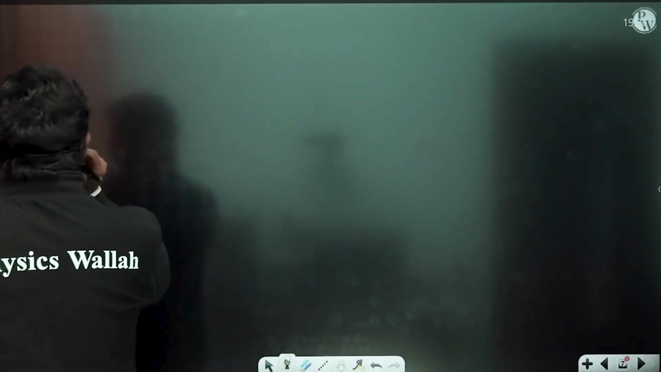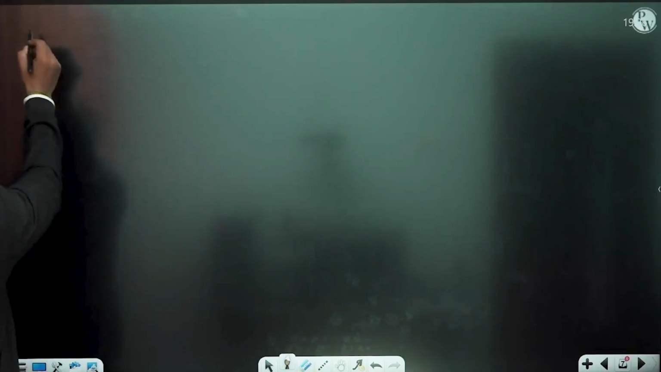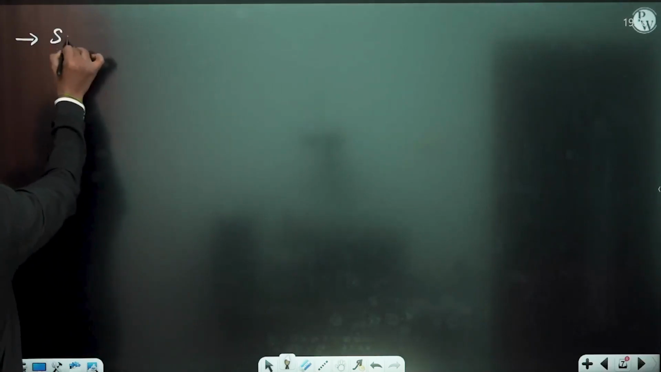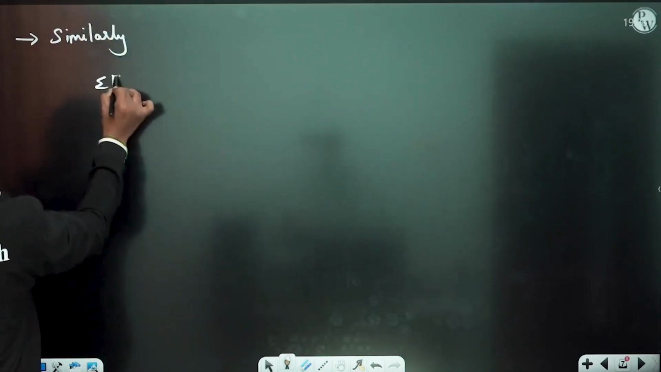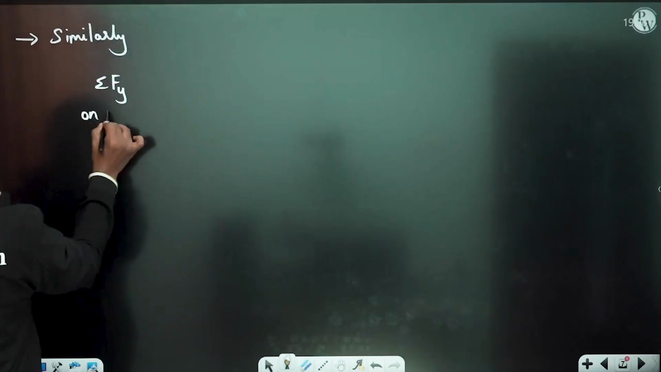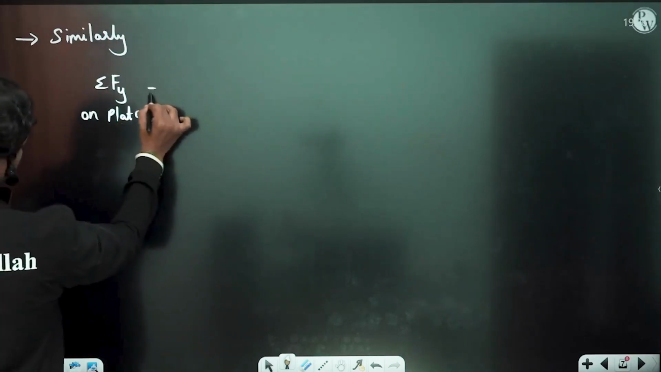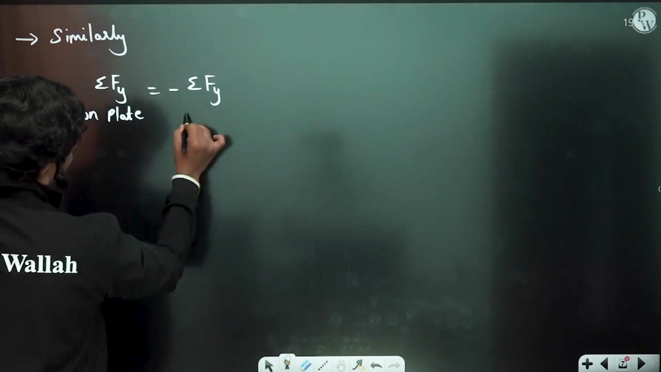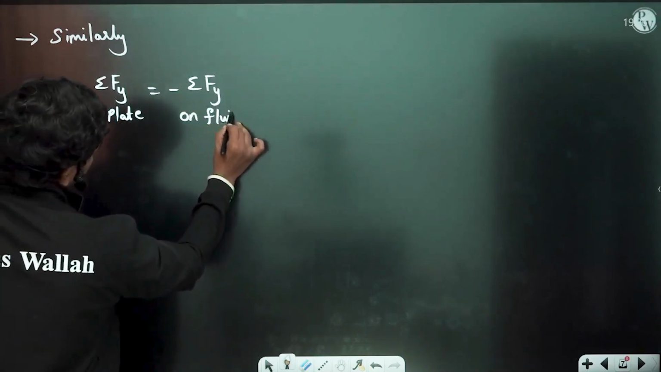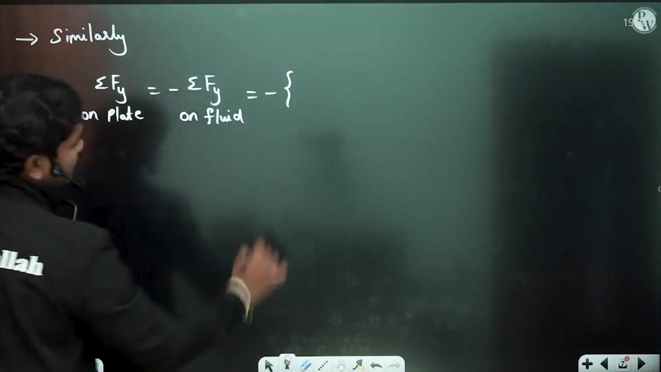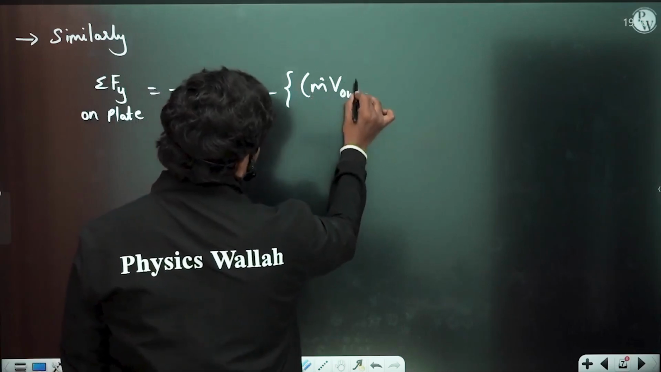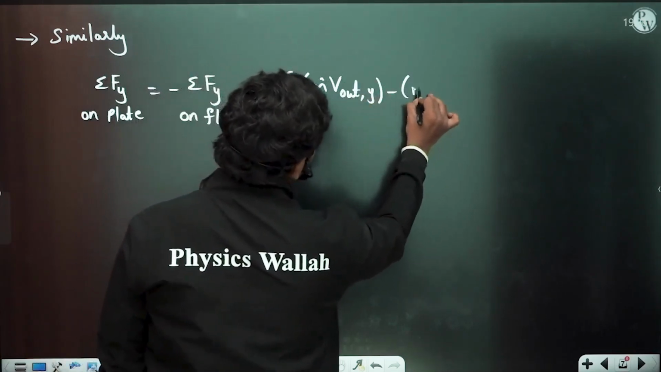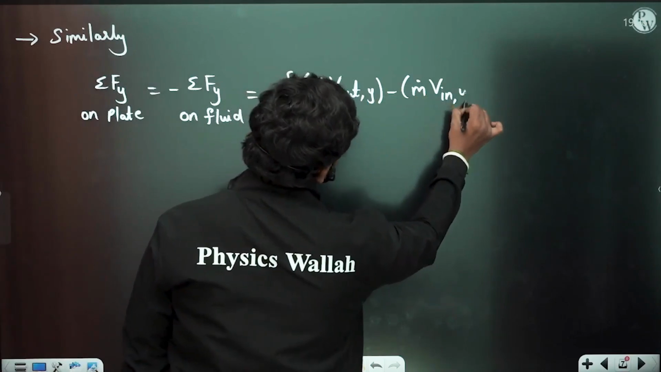Now let's go for the calculation of the y direction force. For example, if you want to calculate the y direction force, sigma Fy, similarly sigma Fy on plate is equal to minus sigma Fy on fluid, which is equal to the net momentum rate leaving and entering. Okay, so m dot v out in the y direction minus m dot v in the y direction.